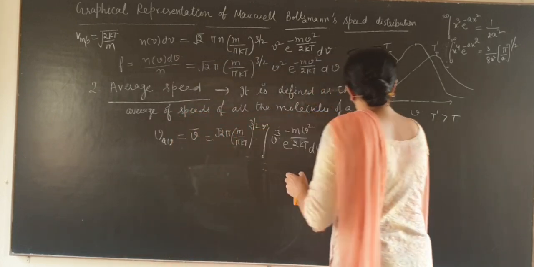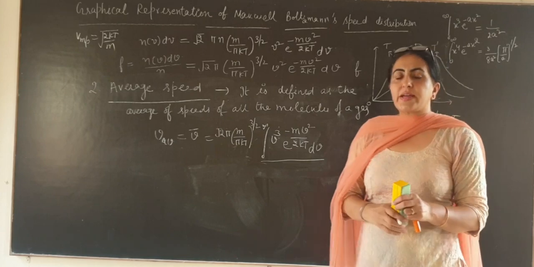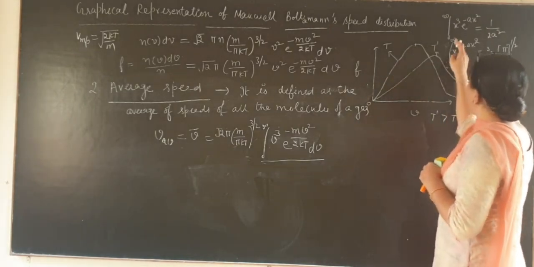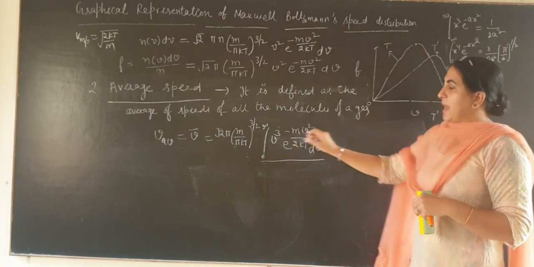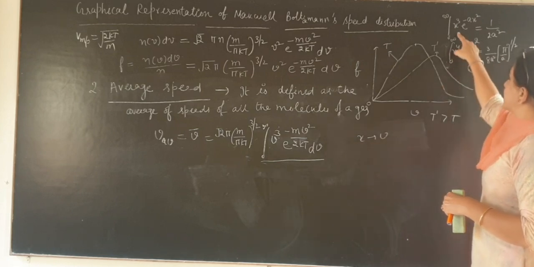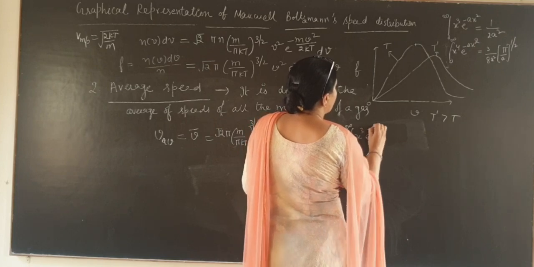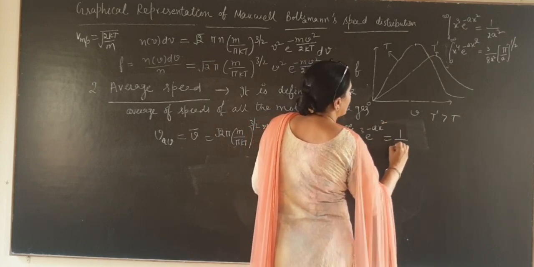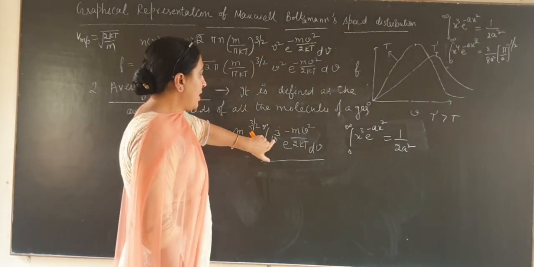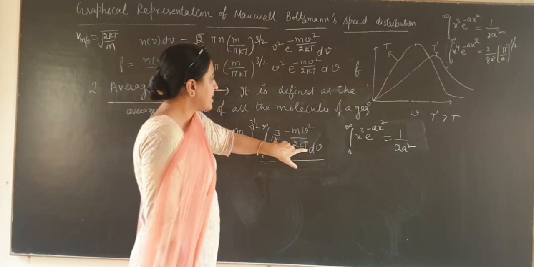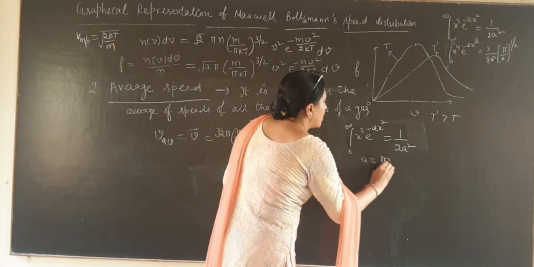So this is the result. Now we want to solve this integral. This is a standard integral. I write here the formula: integral from 0 to infinity of x cube e raised to power minus a x square dx is equal to 1 over 2 a square. Here x is v, and what is a? a is equal to m over 2kT.